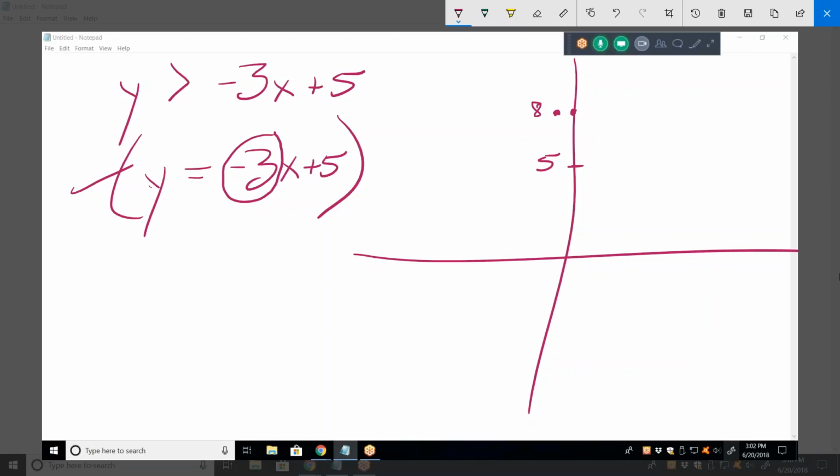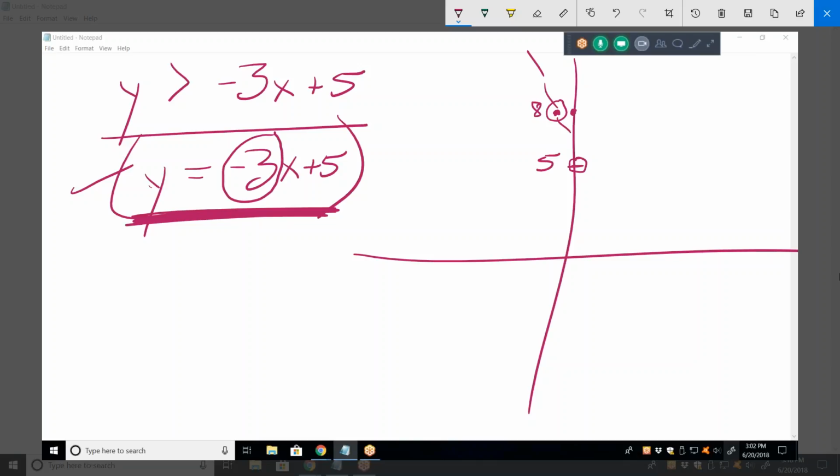Now I'm connecting these 2 points. I'm connecting that point with that point. That's going to give me my straight line. But normally it would be a straight line if I was graphing this, but I'm not graphing that. I'm graphing this inequality. So I have to answer, is it a solid line or a dotted line? It's dotted because it's not greater than or equal to.